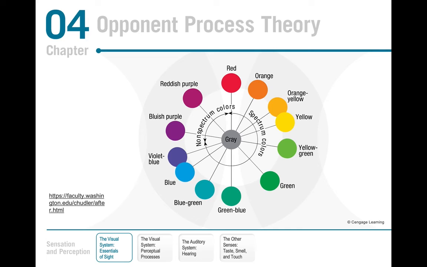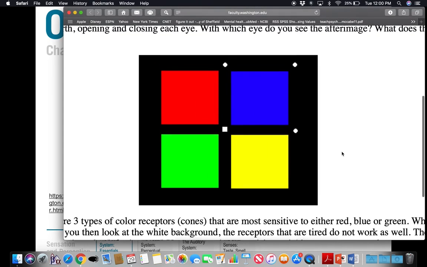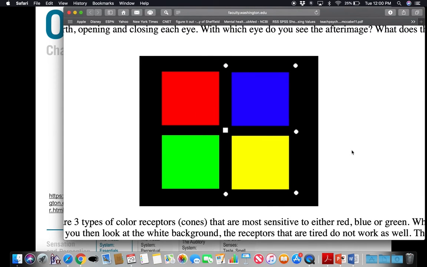So if you don't believe me, we can try to do this exercise together. So zoom in right here. What I want you to do is stare at the white square in the middle of this diagram over here and try to stare at it for about 15 seconds. You want to try to not refocus your eyes if at all possible, and just stare at the white square for 15 seconds. So I'll give you 15 seconds to do that right now.